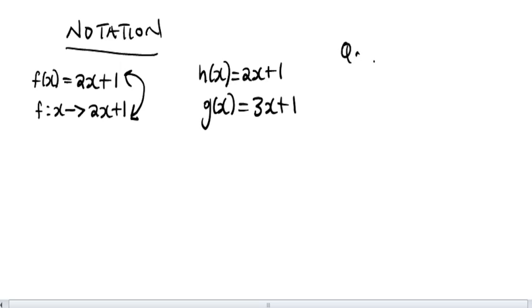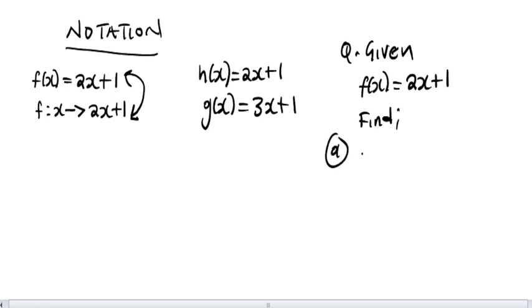So let's look at a question. Given a function, I'm going to start with a function that is called f of x. Given a function f of x, the same one that we have, which is 2x plus 1, then they ask you to find the first part, f of 2. Then the second part, which is b, they ask you to find f of 0.